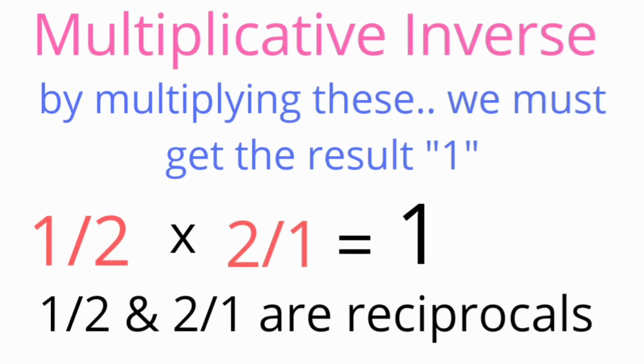Any two numbers whose product is 1 are called multiplicative inverses of each other or reciprocals of each other. Look at this here, 4 and 1 by 4, if we multiply both, we got product 1. So 4 and 1 by 4 are reciprocals of each other.